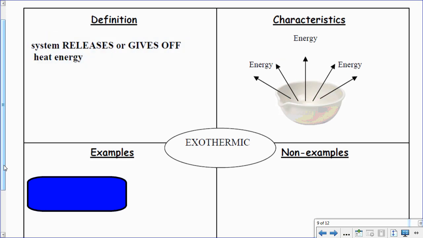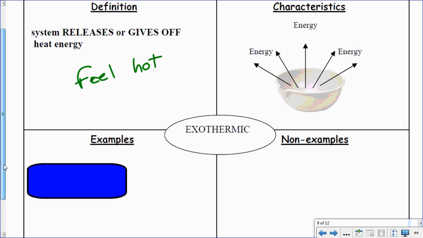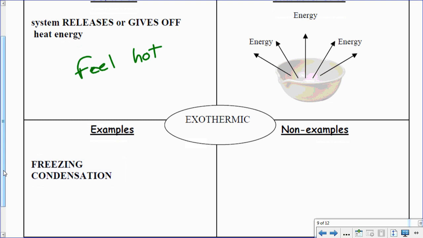Exothermic is the release or give off, right? Heat is leaving the system. To us, this will feel hot, usually. Except, of course, when there's a phase change. That's a little bit different. Freezing and condensation are where the phase changes where this is going to happen. And I know you say, Mr. Milks, it's freezing. How is that going to feel hot to me?